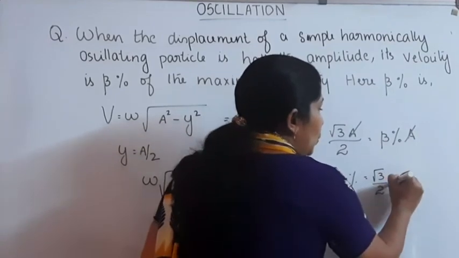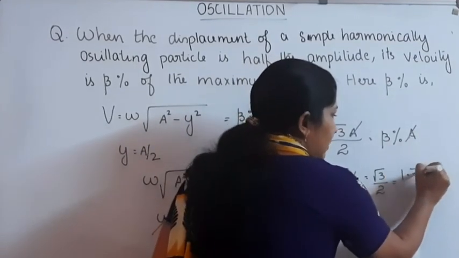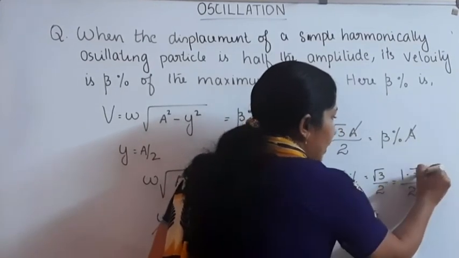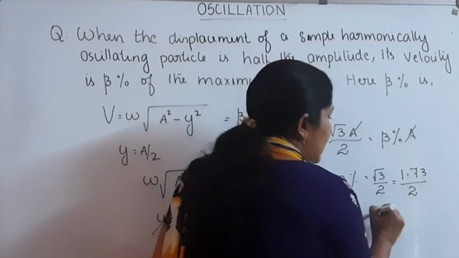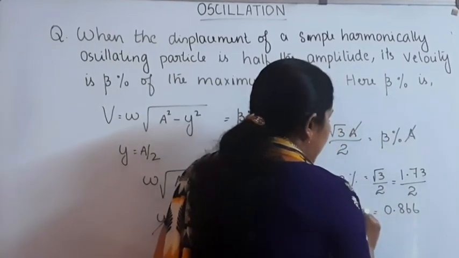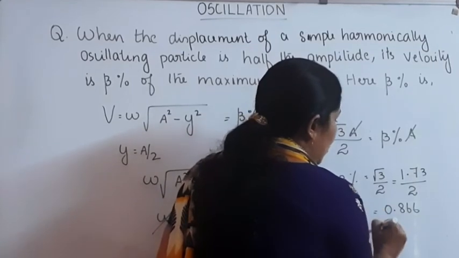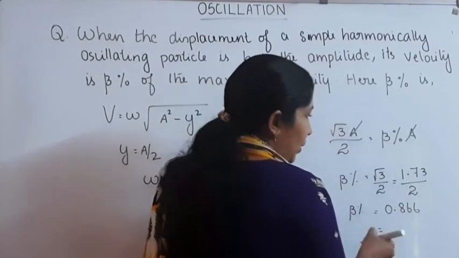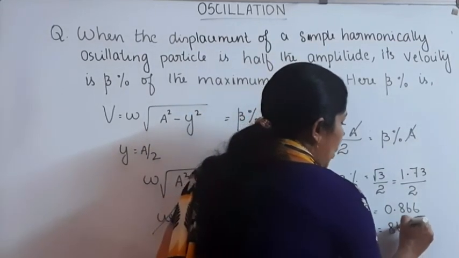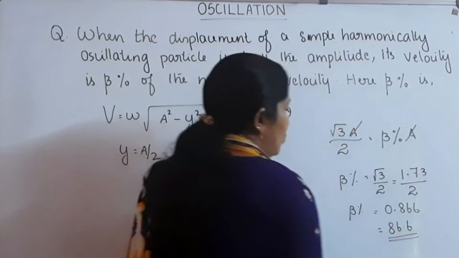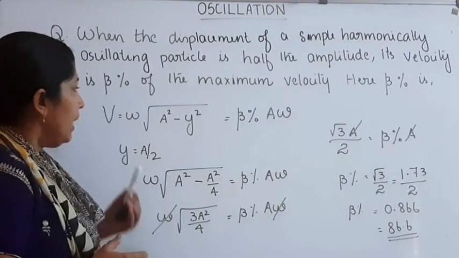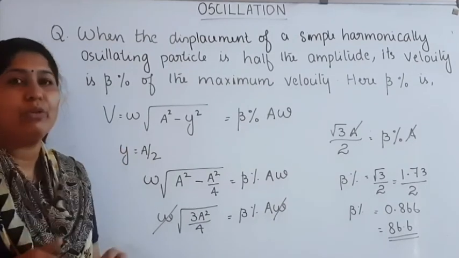What about root 3? Root 3 is equal to 1.73. Divided by 2, that's equal to 0.866 something. Then we want to convert it into percentage, then it becomes equal to 86.6. Beta percentage is equal to 86.6.